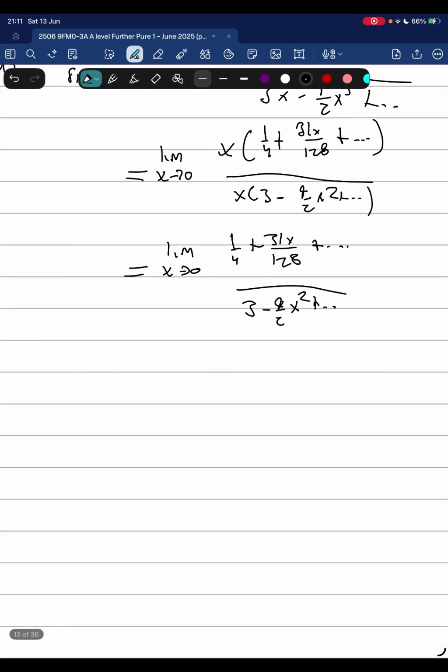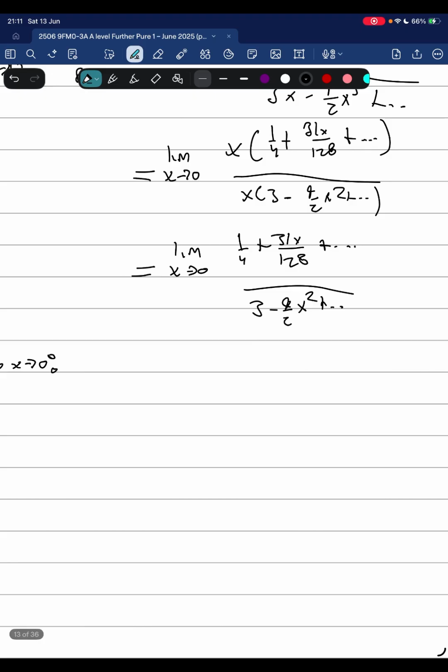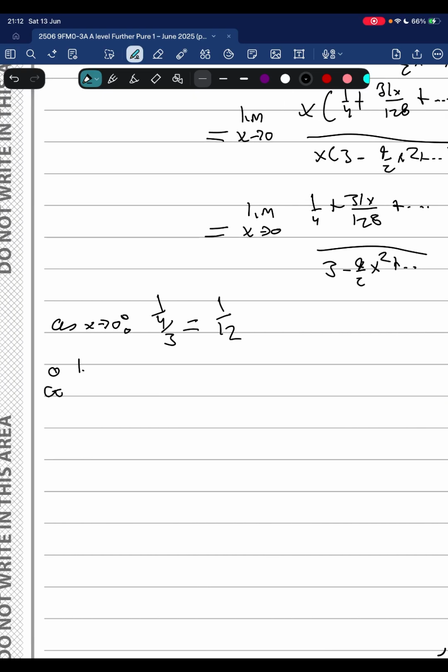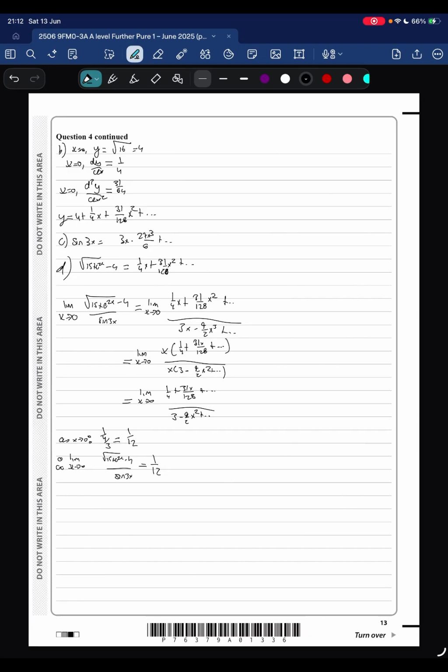Okay, so now as x tends to 0, the limit is going to be equal to 1/4 over 1/3, which is 3/4. Therefore, the limit as x tends to 0 of (1 + 5 e^(2x) - 4) over sine 3x equals 12. And that's this question done.